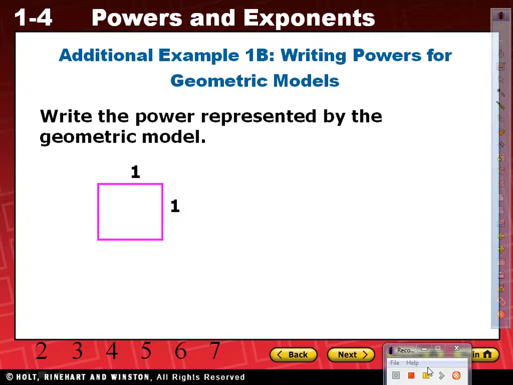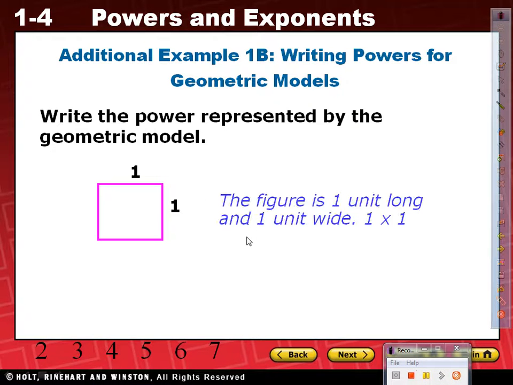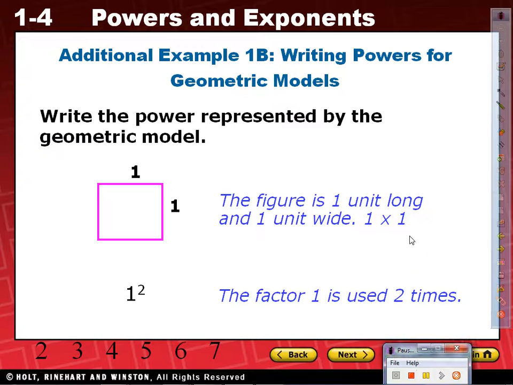1b. Okay, let's see. It says, write the power represented by the geometric model, and we see it's a square, so therefore this is 1 times 1, which can be written as 1 squared. Hands if you got that. Okay? Copy this next one down, please.